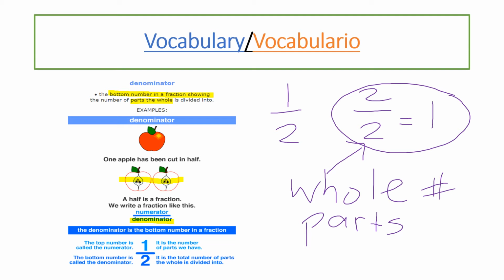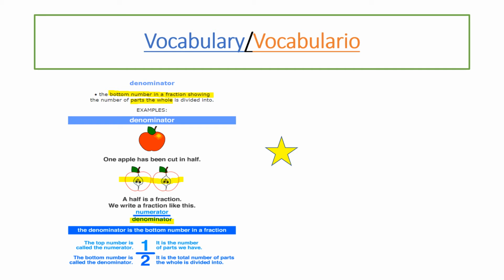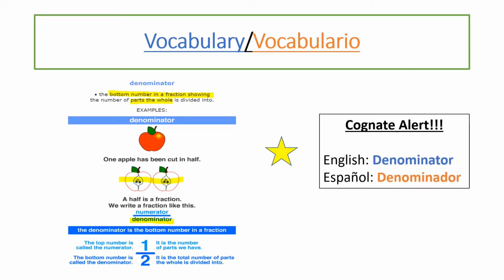Let's get to creating some equivalent fractions. Oh, there's a cognate alert. So I see that star. Let me erase some things here for you really quickly so we can see the cognate alert come up. Oh, cognate alert. It says in English denominator and in Espanol denominador.